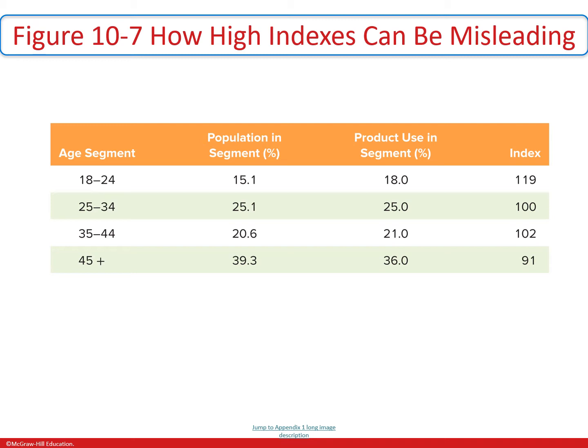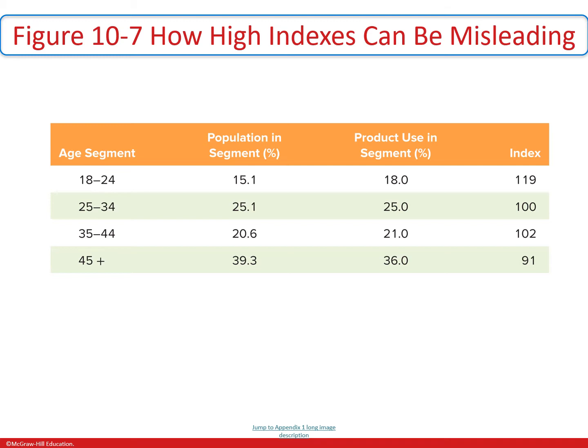All right. However, high indexes, which are normally desirable, can be misleading because it might be a result of a low denominator. So for example, in this slide, you have the 18 to 24-year-old segment having the highest index, but it also has both the lowest product usage and the lowest population percentage.